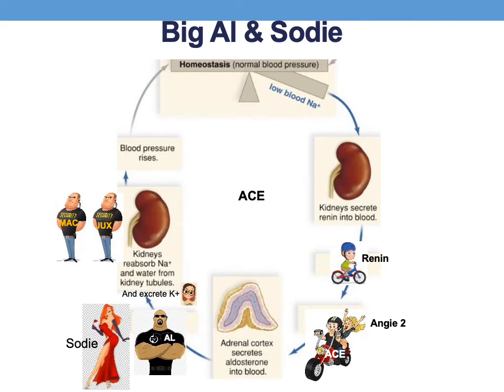Let me tell you a little love story about Big Al and Sodi that might help you remember the renin, angiotensin, aldosterone system. In this story, Big Al is aldosterone, Sodi is sodium, Angie is angiotensin, K is potassium, Jux is juxtaglomerular cells, Mac is macula densa cells, and ACE is angiotensin converting enzyme.